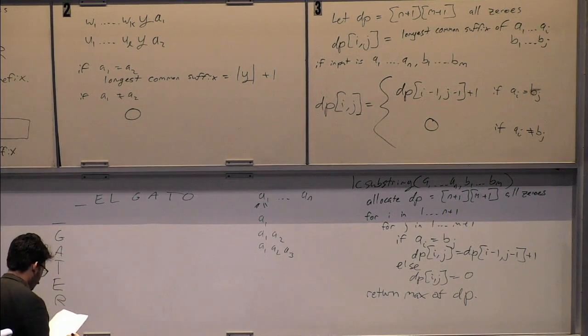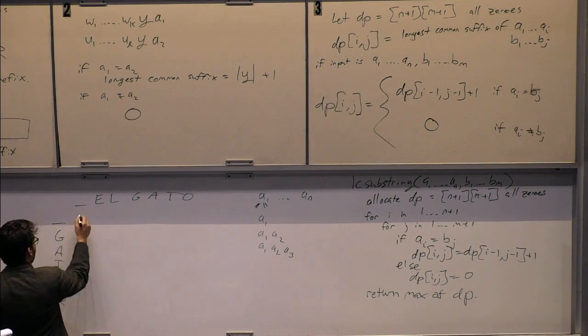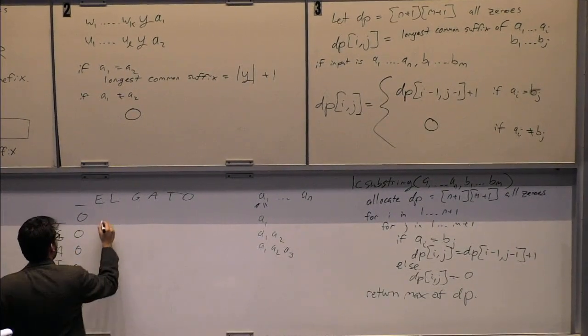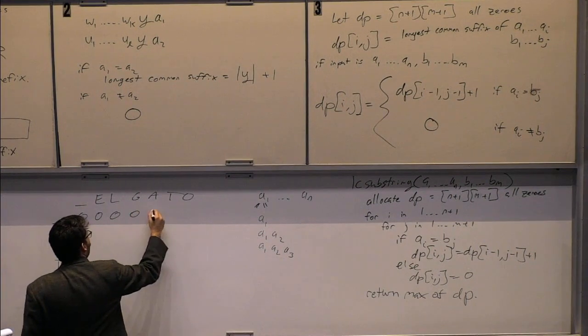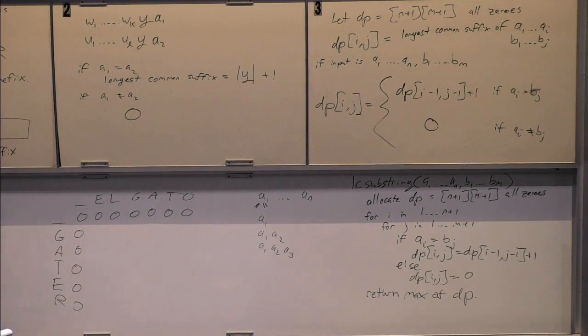Do I spell getter with an E or an R? No? Okay. These are going to be all zeros, right? You should be able to do DP without having to draw a table each time, because that's the computer's job. It's not your job. But it still helps to visualize it, right, especially early on.